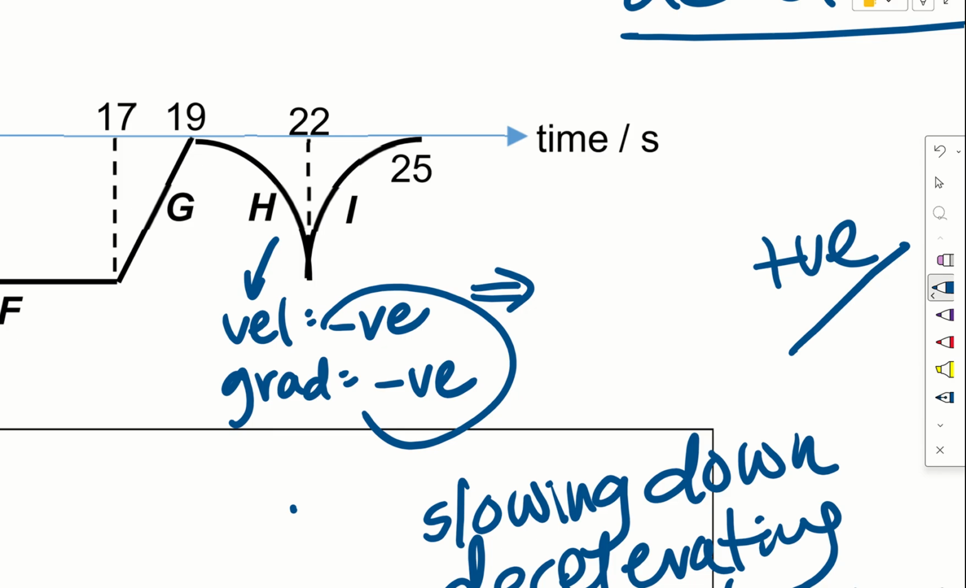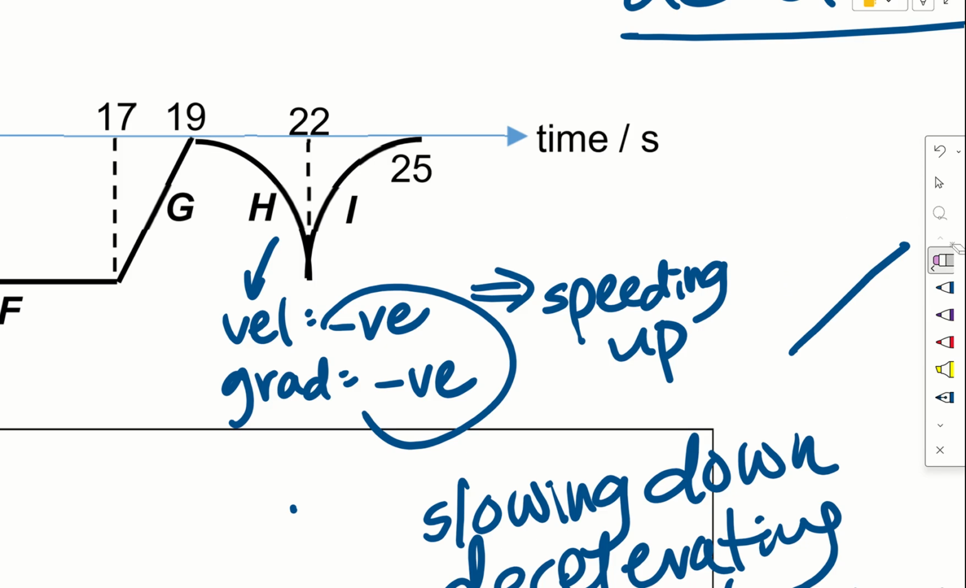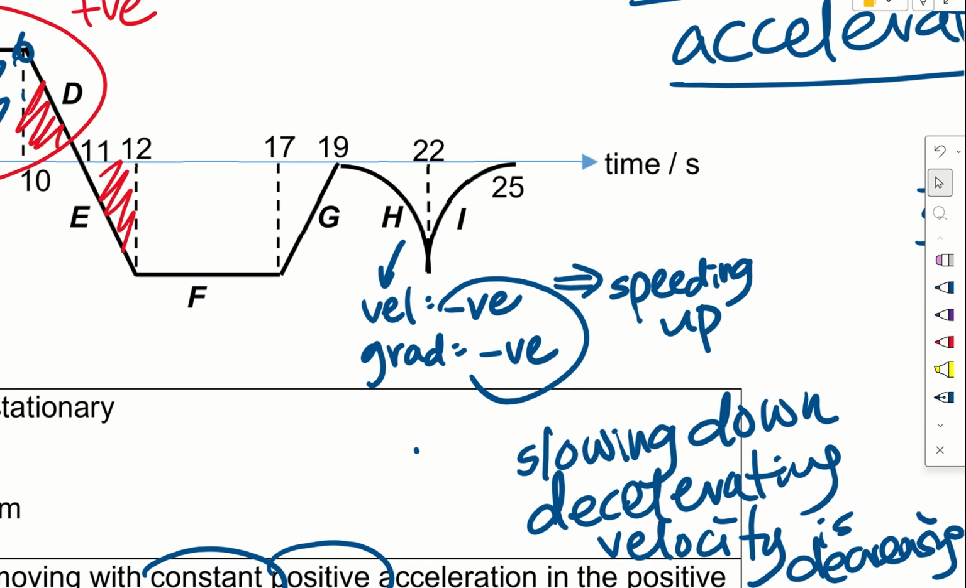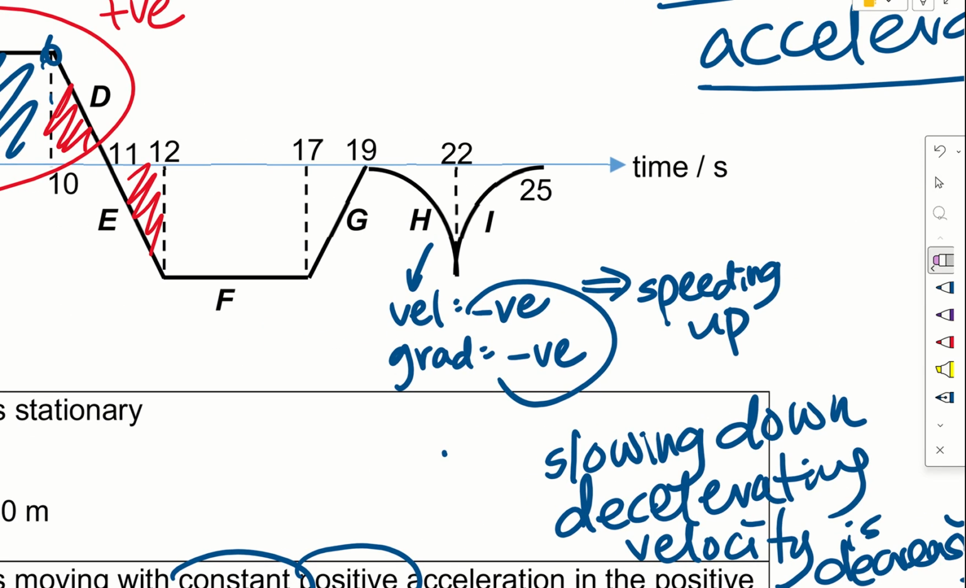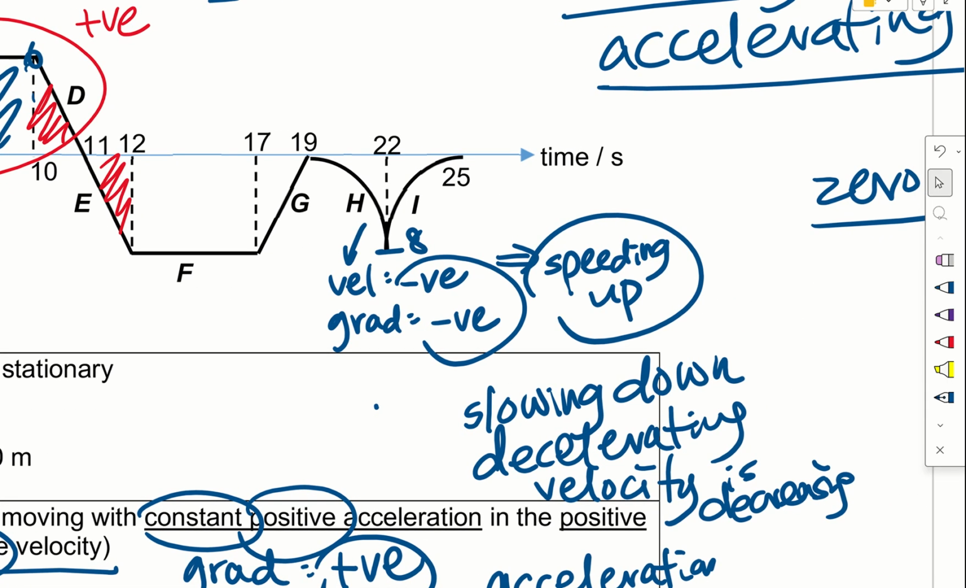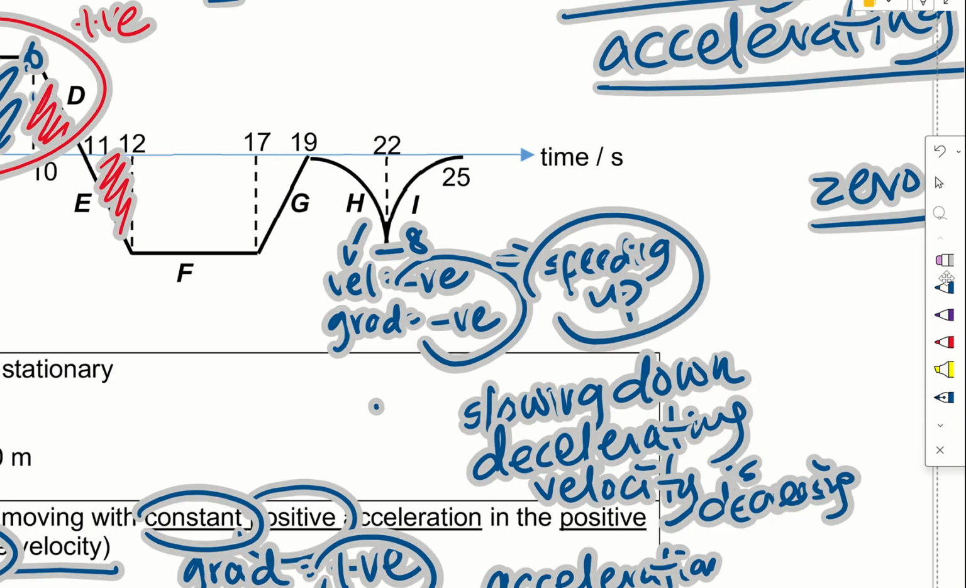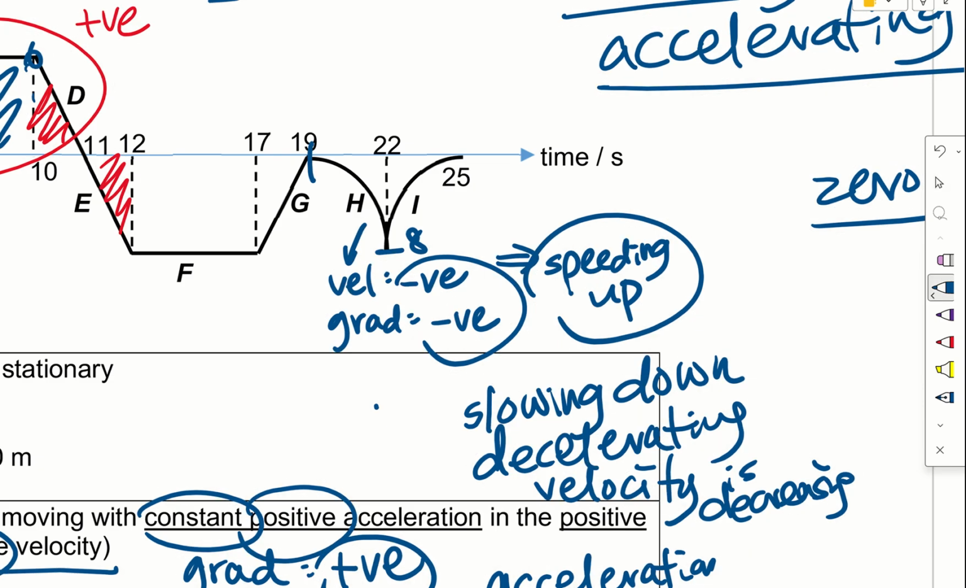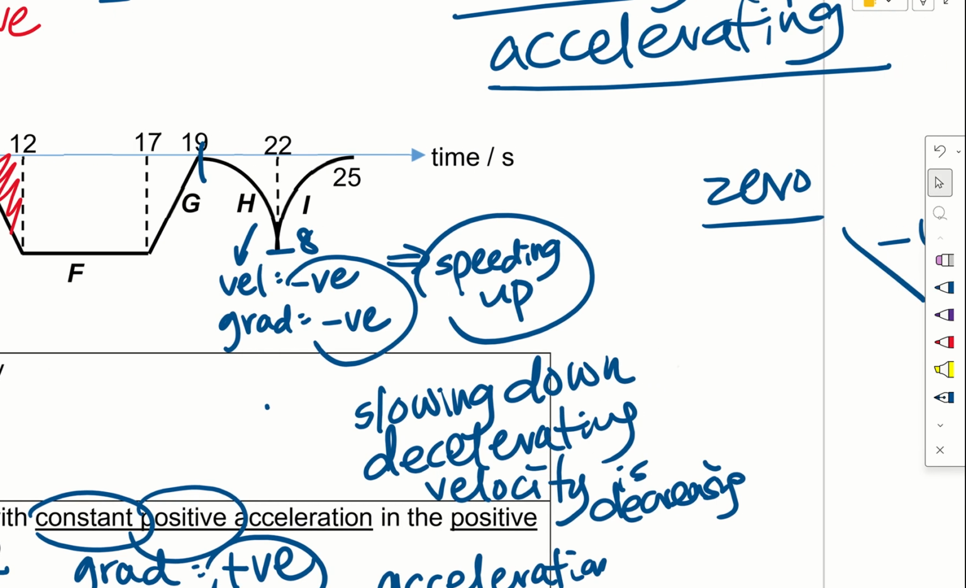Therefore, in this case, the object is actually speeding up. It actually went from 0 again to 8. It's speeding up, but it's moving even further back. That means it has gone past its original position.